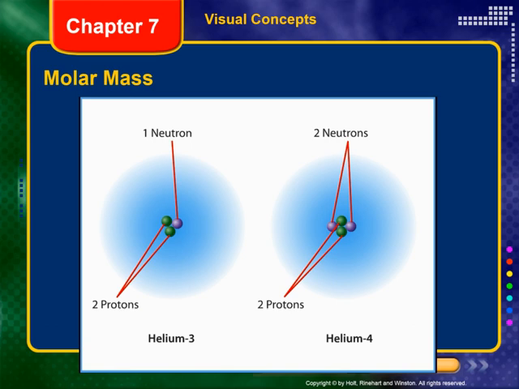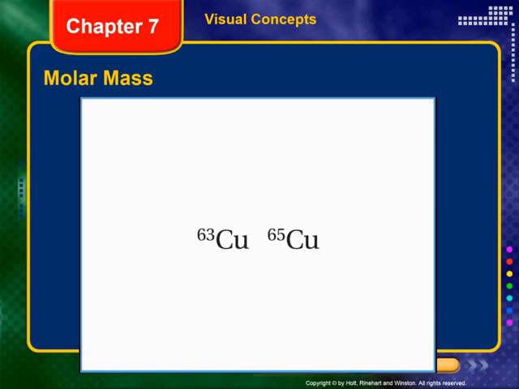Elements can have more than one stable isotope. Helium has 2 stable isotopes, helium-3 and helium-4. Naturally abundant elements have a variety of stable isotopes. Copper is made up of the stable isotopes copper-63 and copper-65.